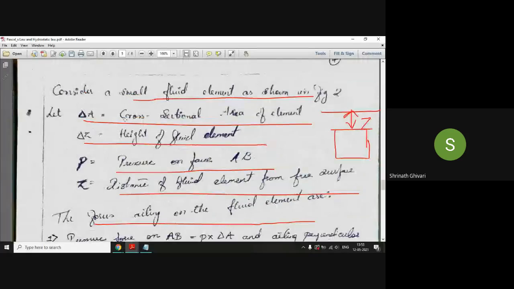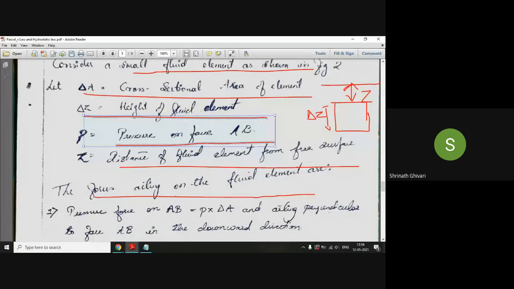Okay, so we are considering a small fluid element in a static mass of fluid, having a cross-sectional area of delta A, and delta Z is the height of the fluid element. P is the pressure on the face AB, and Z is the distance of the fluid element from the free surface.